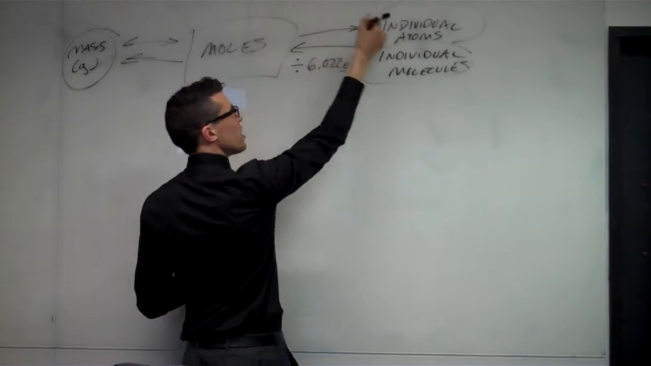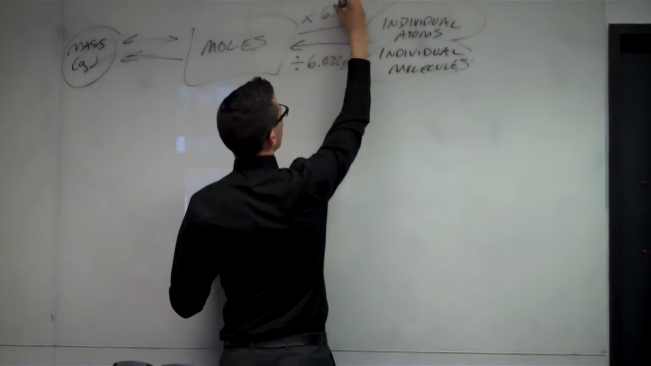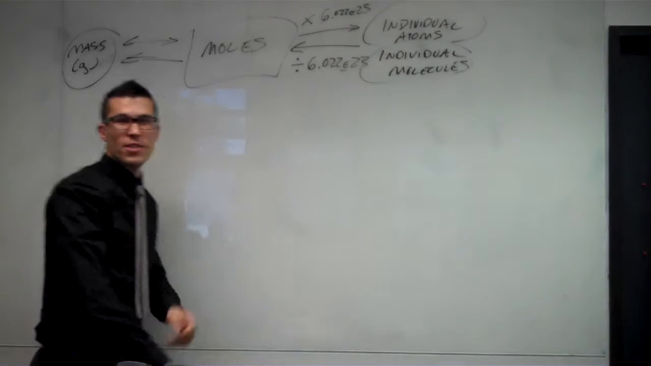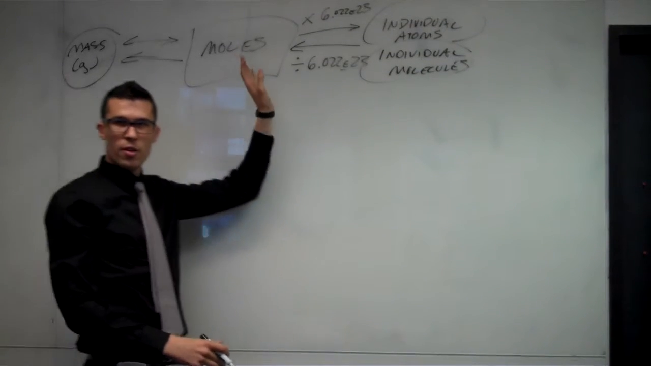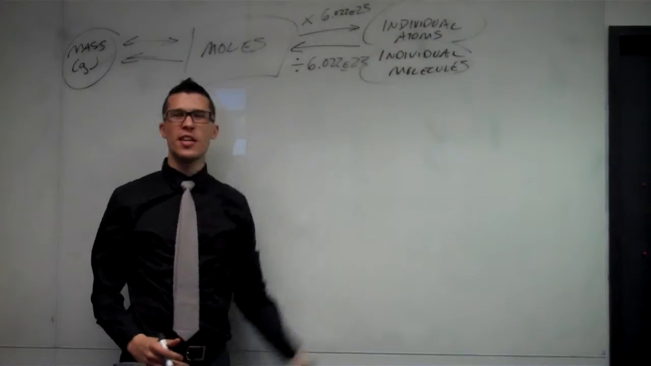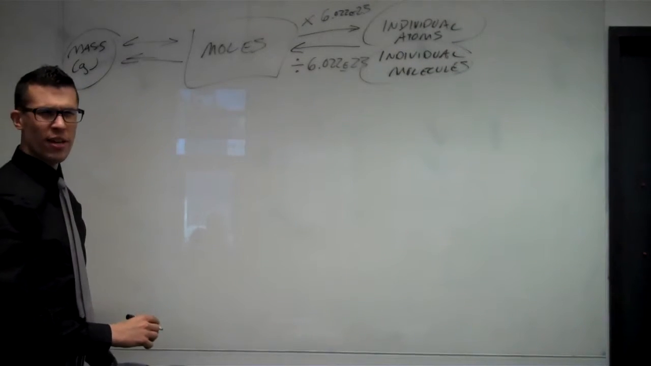If you're going from moles into individual atoms, you're multiplying by 6.022 times 10 to the 23rd. Because a mole just is 6.022 times 10 to the 23rd. So if you have a mole of something, you're just multiplying by that number to get the individual number of things. Should make sense, right?